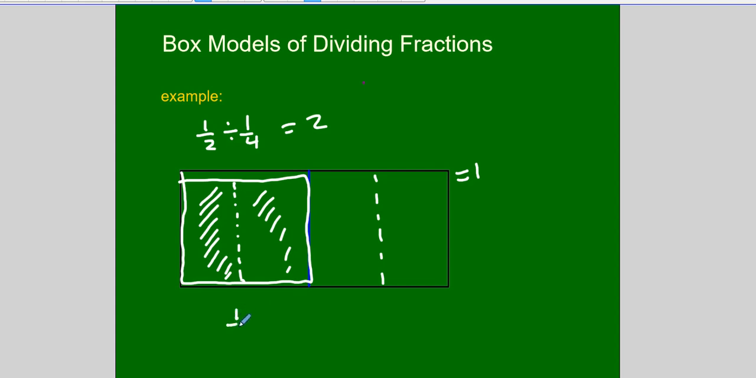So again, using the division algorithm, an algorithm is a method, a process of solving something. So the algorithm is going to be 1/2 divided by 1/4 equals 1/2, change division to multiplication, and then take the reciprocal. So that's going to be 4/2, but that equals 2.